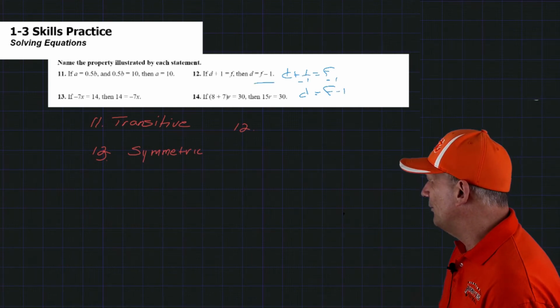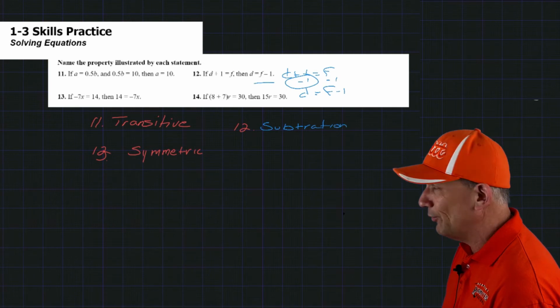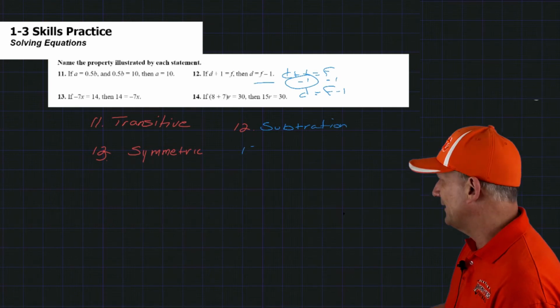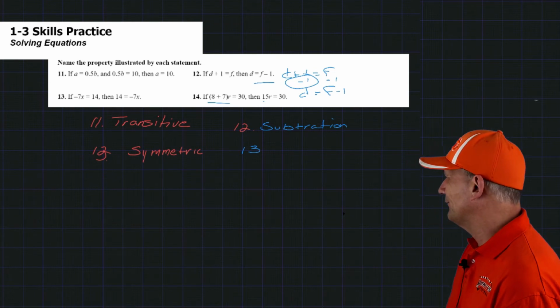Look at number 12. What did we do to 12 to go from d plus 1 equals f to d equals f minus 1? All we did is subtract. That's the subtraction property. Don't overthink it. All right, 13.